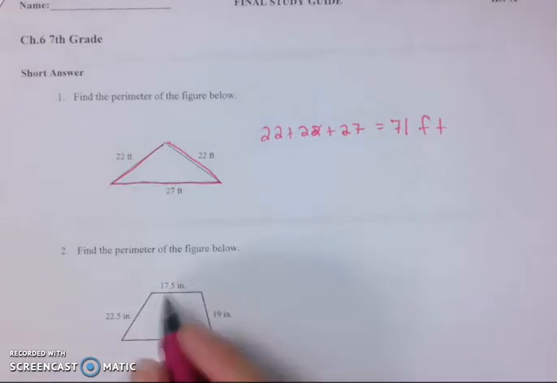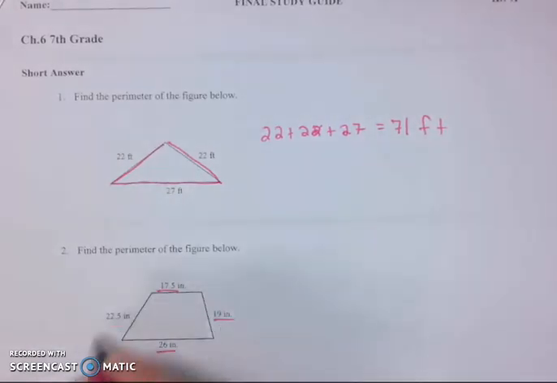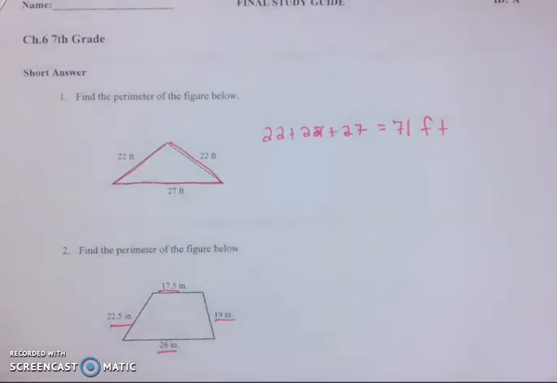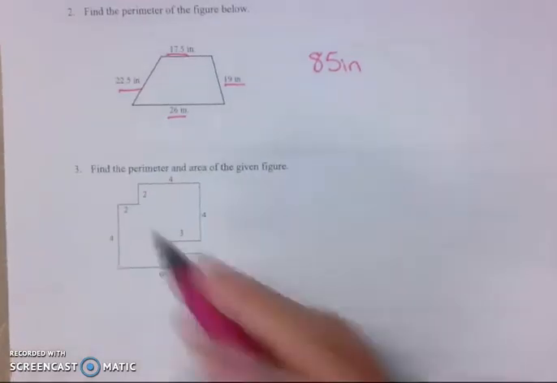Okay, so here you're going to add these four numbers together. After you add those together, you'll get 85 inches. That's perimeter. So then at number 3, same thing.